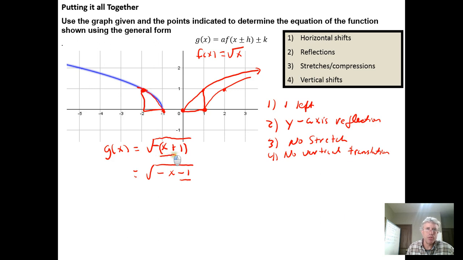So notice I had to put the 1 to the left translation being added, the 1 being added to the x, I had to put it in parentheses before I put the y-axis reflection in place. In all of these, so my final comment would be, in all of these, the best way to do this is build g of x. Build what you think is g of x.